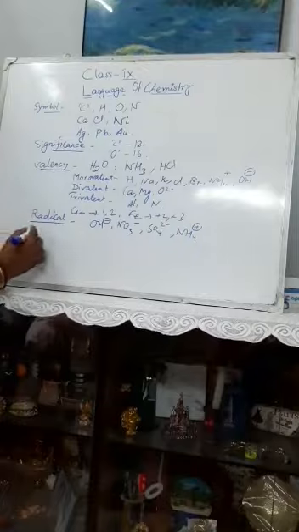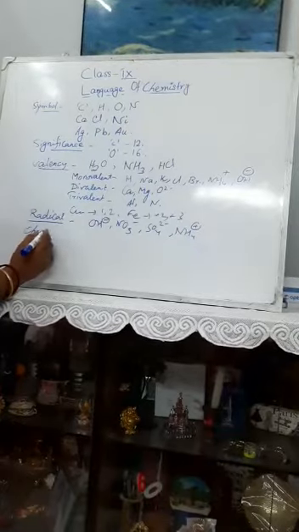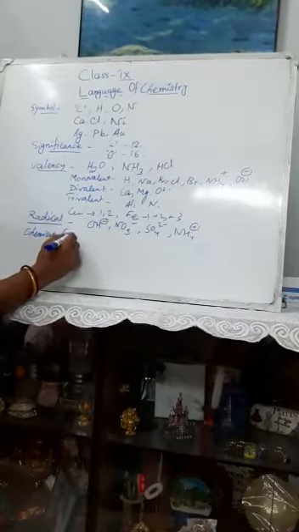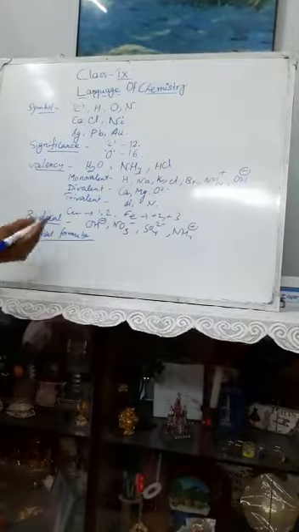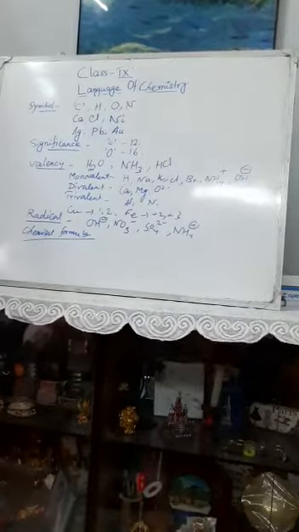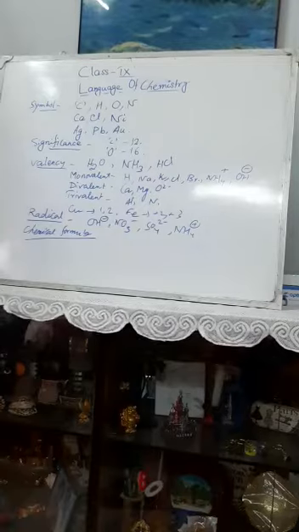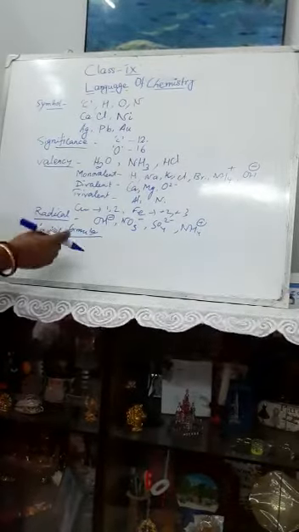Now chemical formula. What is chemical formula? Chemical formula is a short symbolic representation of a molecule. But what is a molecule? Molecule is the smallest part of any substance. It may be an element or maybe a compound which can exist freely. This is called the molecule. And how can we write the chemical formula of that molecule?